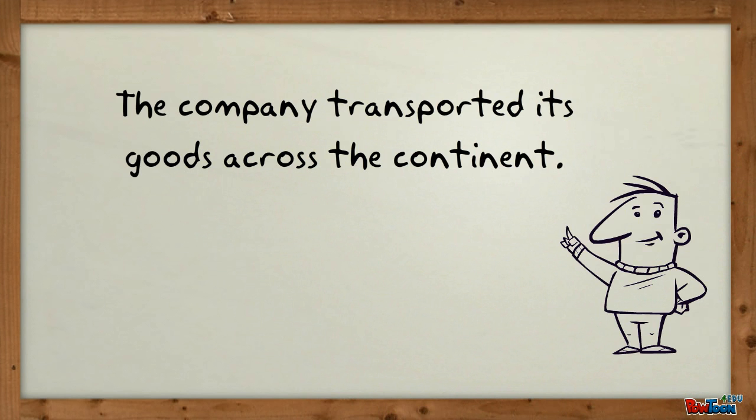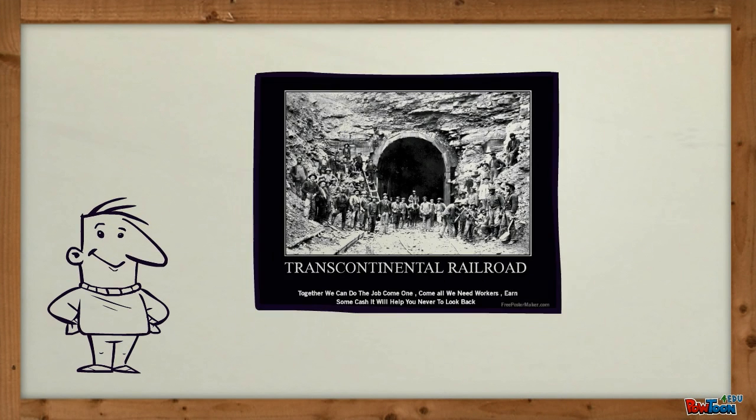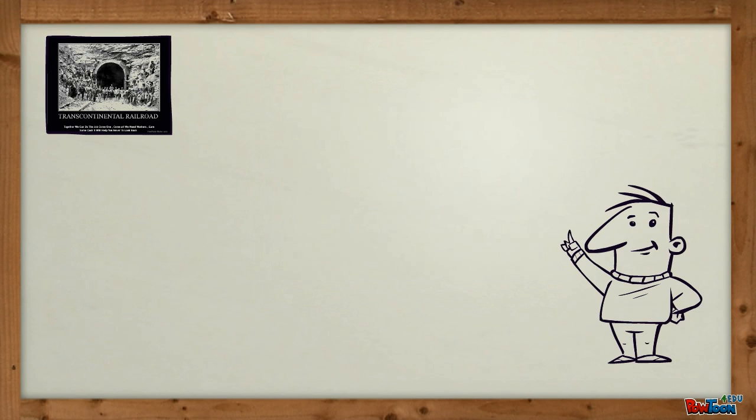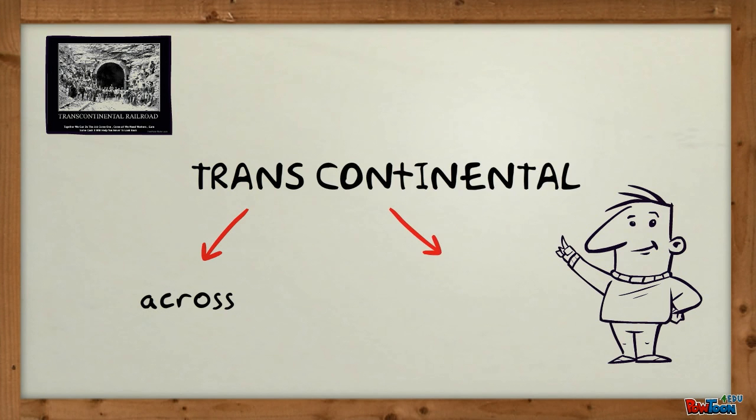side of the continent. And speaking of continents, what about the Transcontinental Railroad? Finished in 1869, it was the first railroad to go across the United States. Trans means across, and continent means to contain, presumably a landmass. Fun fact, did you know the word continent didn't even come into use until about the 14th century?